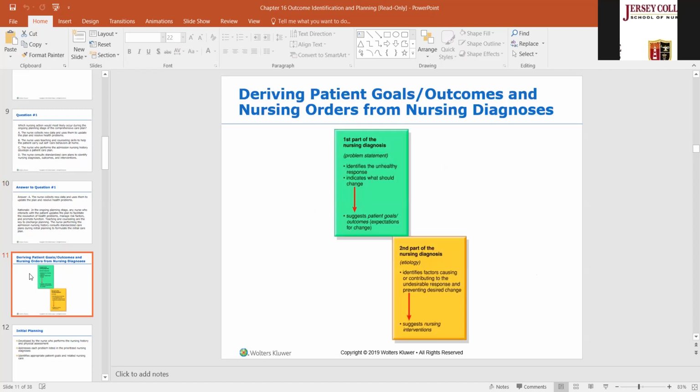So when we derive patient goals or outcomes, we get them from nursing diagnoses. The first part of the nursing diagnosis is going to be the problem statement. That identifies the unhealthy response and indicates what should change. The second part is the etiology, and that identifies factors causing or contributing to the undesirable response and preventing that desired change.